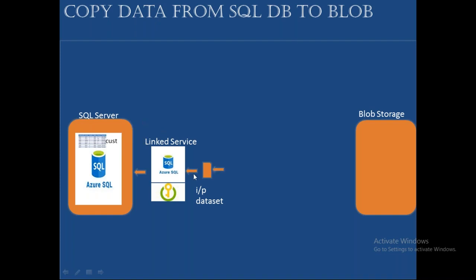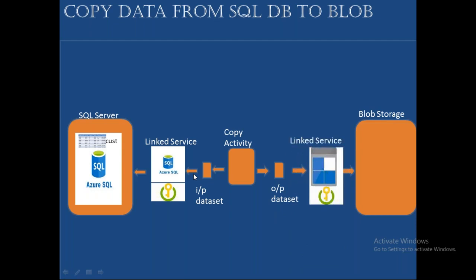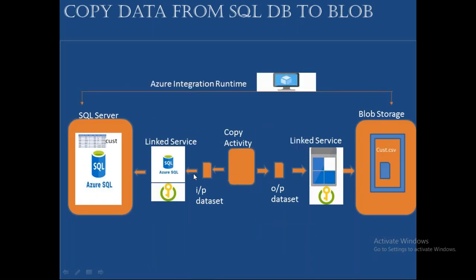Next, once you are reading this table, I want to copy. So where do you want to copy? I want to copy into a blob storage container. For that, you need to create an output dataset. But if you want to create an output dataset, what is important? You need to have a linked service to your blob storage. So I will create a linked service. Once I execute all these things, what will happen? It will place this particular table data in your blob storage, in whatever folder you mention. All these things will be done by your Azure integration runtime, and everything will be maintained by Data Factory. I hope everybody is clear as of now.